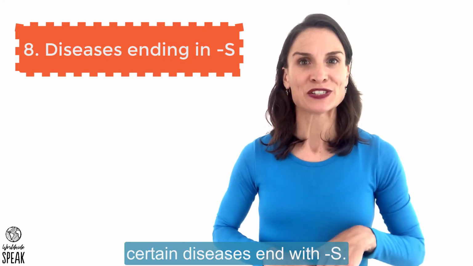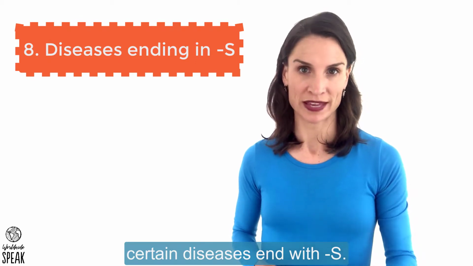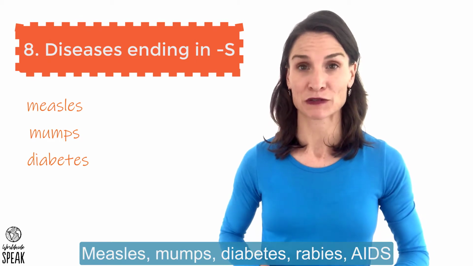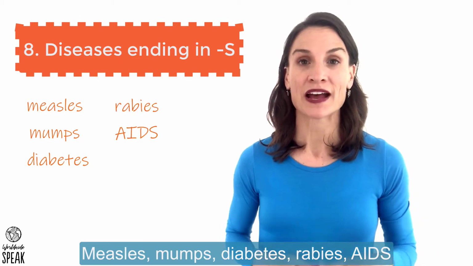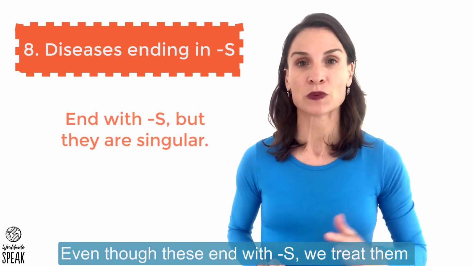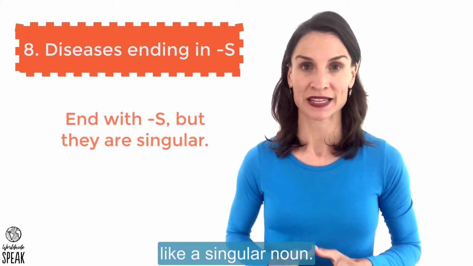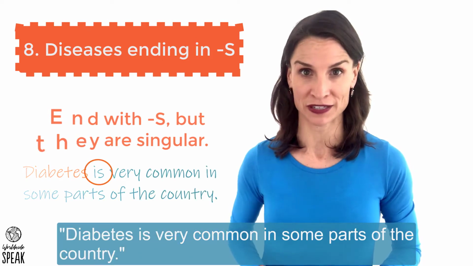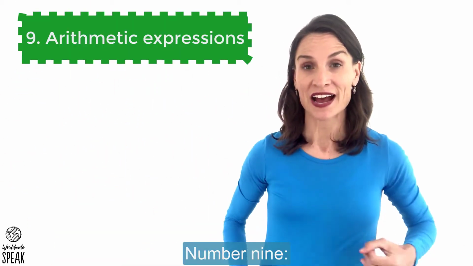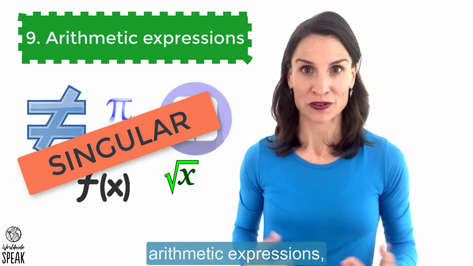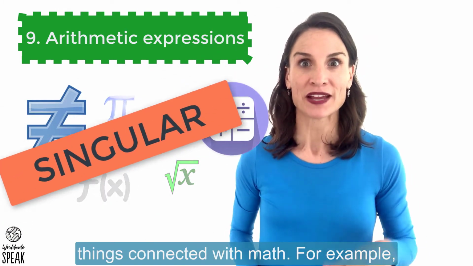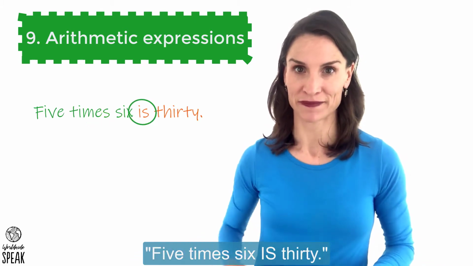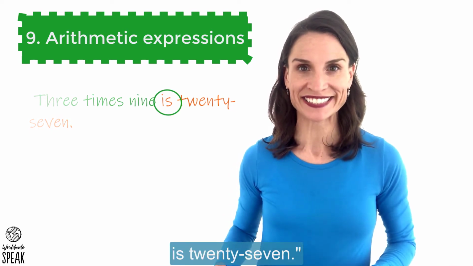Number 8, certain diseases end with S. Measles, mumps, diabetes, rabies, AIDS. Even though these end with S, we treat them like a singular noun. Diabetes is very common in some parts of the country. Number 9, arithmetic expressions. Things connected with math, for example. What is 5 times 6? 5 times 6 is 30. 3 times 9 is 27.